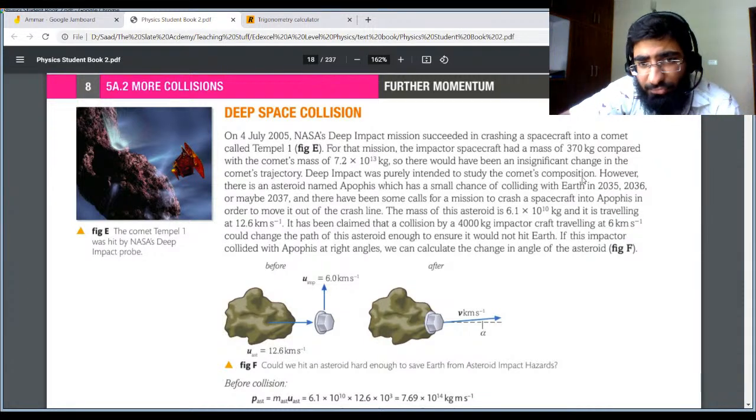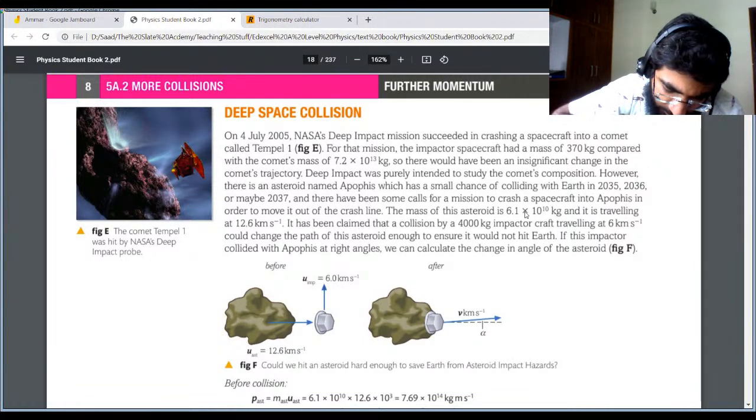They have given us stories of two, one which they have altered and one for which there is a proposal. There have been some calls for a mission to crash a spacecraft into Apophis in order to move it out of the crash line. This one is 6.1 traveling at 12.6 kilometers per second. So multiply by 12.6 into 1000 divided by 3600, which makes it divided by 3.6. So this is the momentum of this particular asteroid.